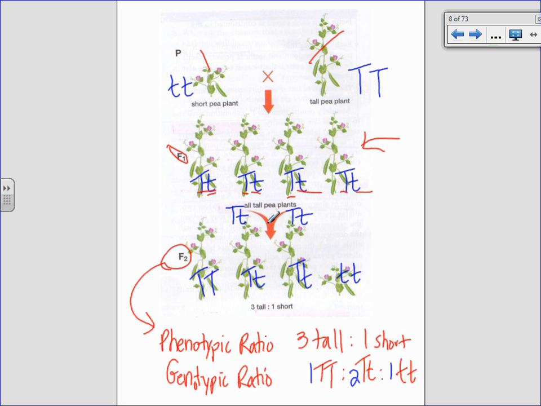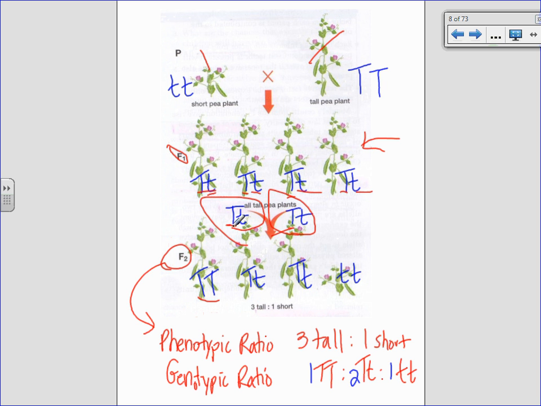So if we look at the F1 plants, this is when they mated the F1 plant by itself, using its own genotype and mating them together. Okay, then these ones each have a chance of giving a big T or a little t to their baby plants. So what happened is if this one gives a big T and this one gives a big T, we end up with a big T plant, which would be tall.